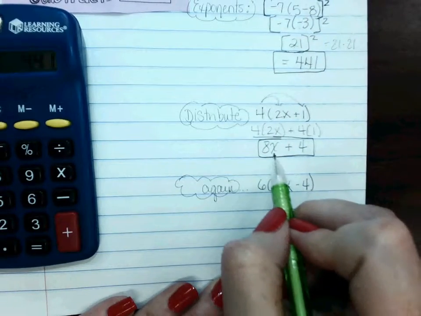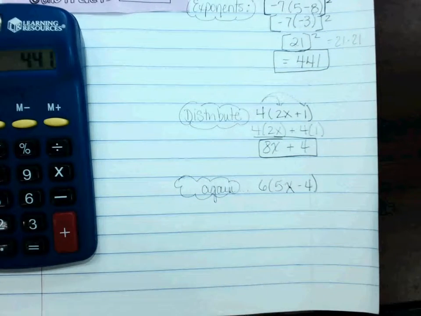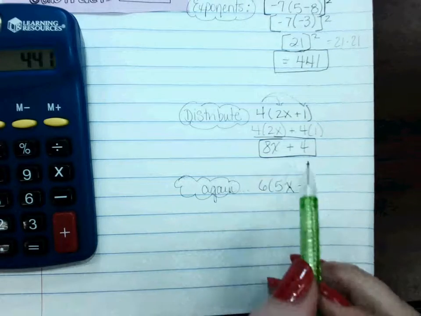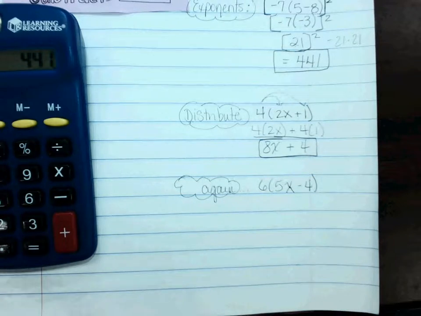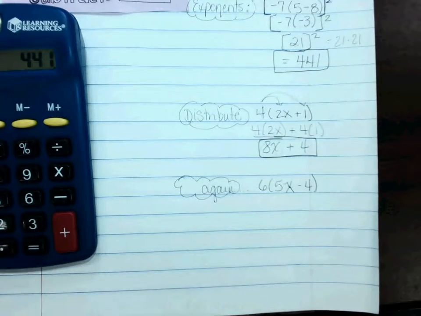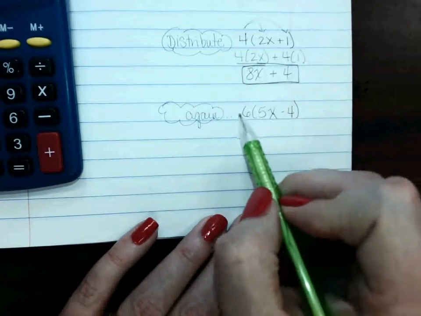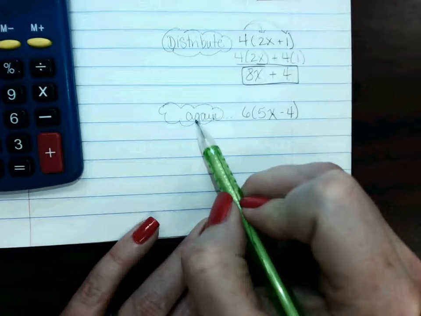Still have my positive. Guys, 8x and 4 are not like terms. They do not belong together in the same group. So this is it. We stop at this point. You cannot add 8x and 4 because they do not belong in the same group because they're not like terms. Okay? Now, again, let's do another one.